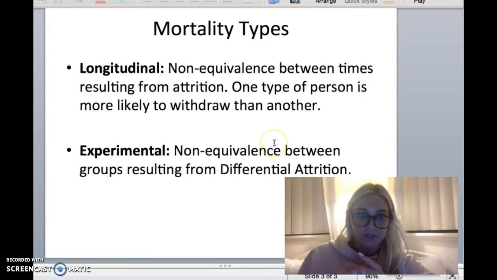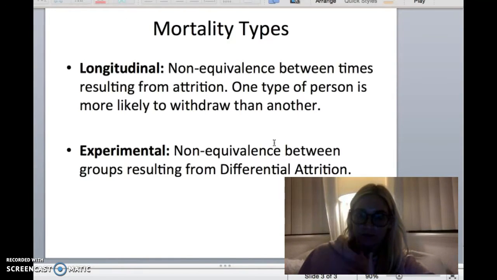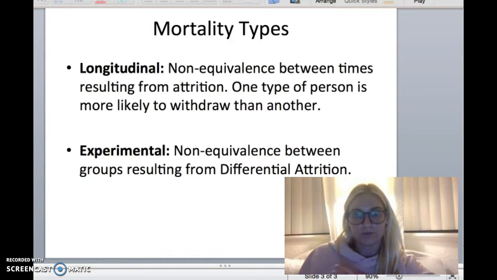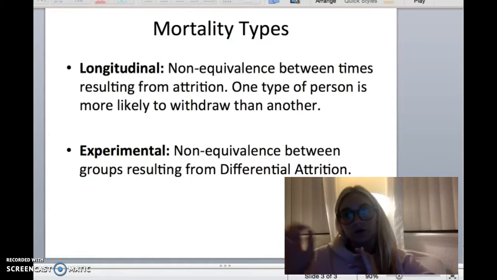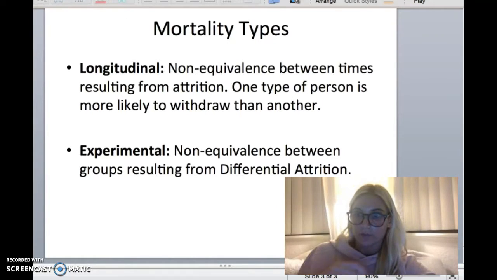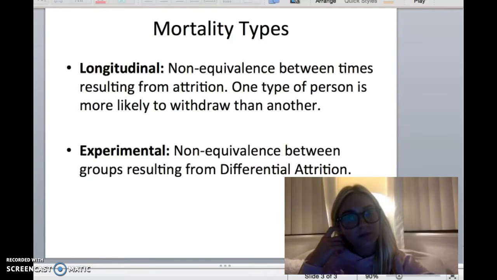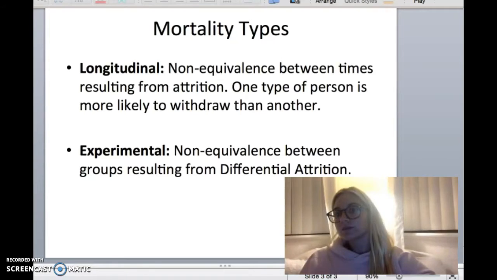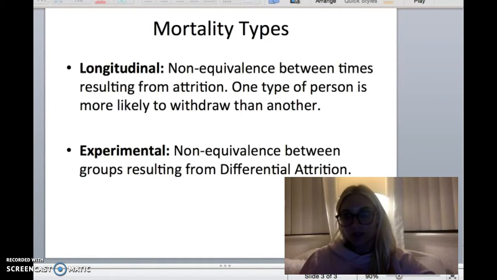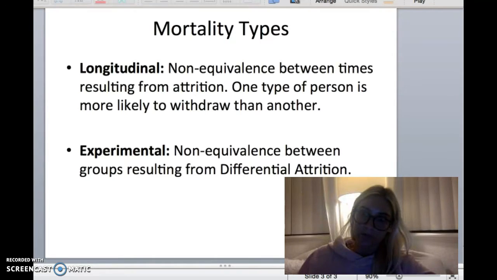And then I pretty much discussed experimental in the previous slide, but it's non-equivalence between groups resulting from differential attrition. And one good example of this would be a study designed to compare the effects of intranasal corticosteroid spray with placebo in alleviating symptoms of allergic rhinitis. If subjects with the most severe symptoms preferentially dropped out of the active treatment group, the treatment may appear more effective than it really is.